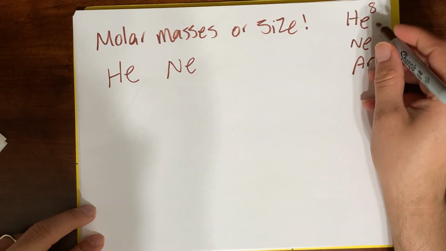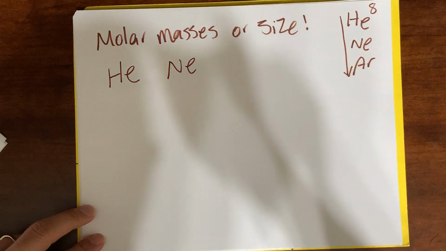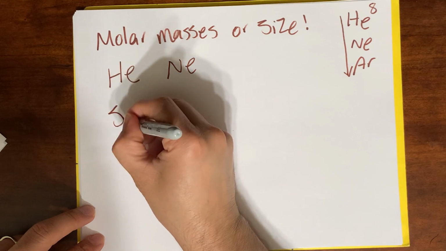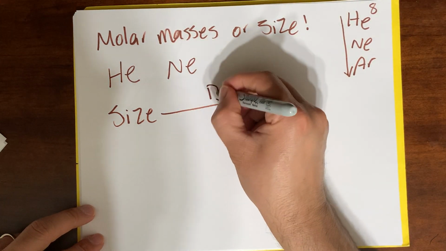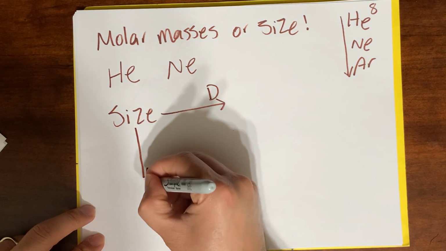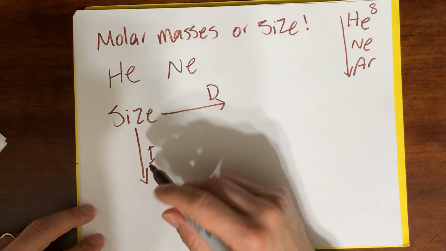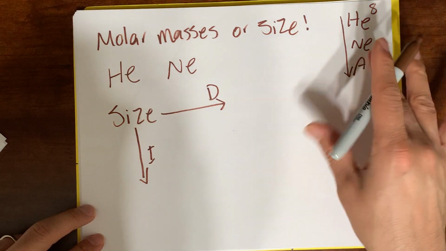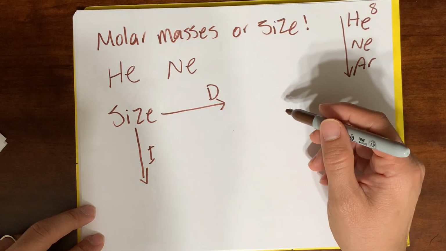This is group 8 or 18. When you go down inside the group, size increases. So I can say size decreases toward the right side of the periodic table and increases down in any group. If you don't know the trend for the size, that's fine. We can focus on the molar masses.